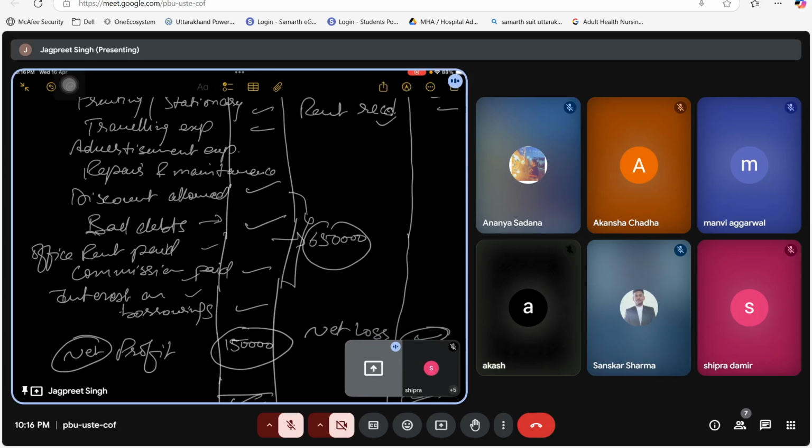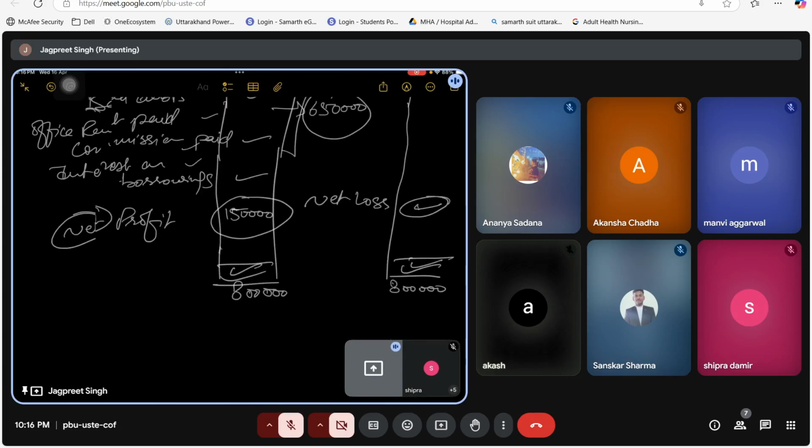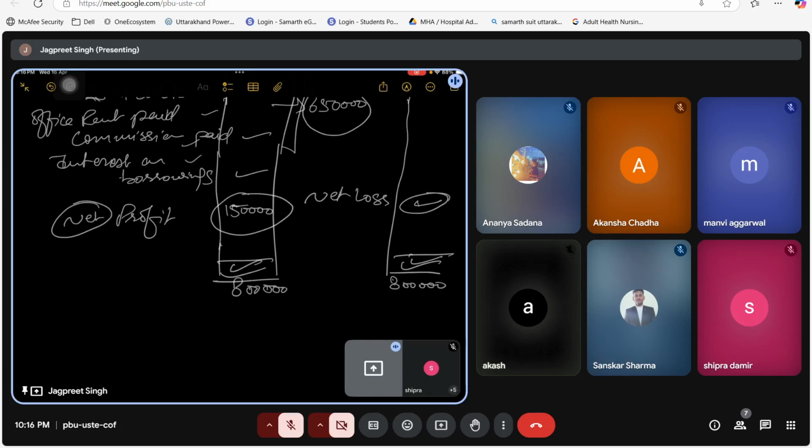All expenses are recorded on the debit side, meaning the left hand side, and all the incomes are recorded on the right hand side. And again, we will be left with some balancing amount, which will be the net amount. Net means this is the final amount. Either it will be a profit or it will be a loss.